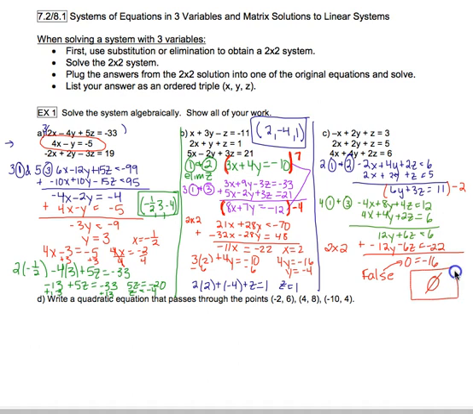If what you were to get is a true statement, like 0 equals 0 or 8 equals 8, then this would be a case where it would have infinitely many solutions for you to write. And remember the set builder notation that I taught you to use in the last lesson.